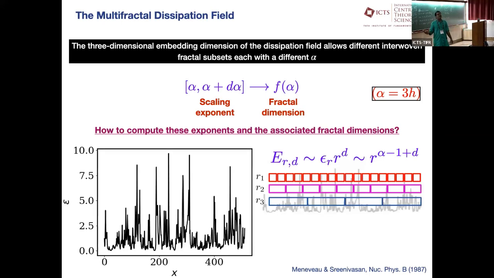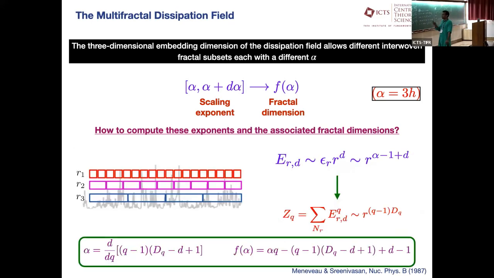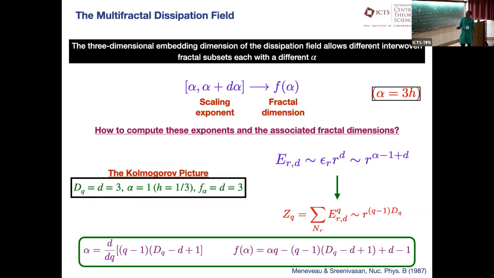Essentially you get a time or space series of epsilon. You divide this series into little boxes of different sizes, and you end up effectively calculating the partition function, from where you get the so-called generalized dimension. Once you do that, as Srini mentioned in his talk, you end up getting the so-called singularity spectrum, which in the Kolmogorov world gives you D_q equal to the spatial dimension. I'm thinking of three-dimensional turbulence, equal to 3, and alpha equal to 1, f(alpha) equal to d equal to 3 again.